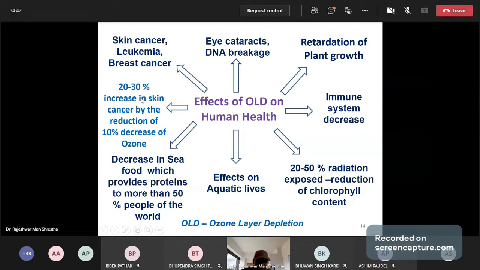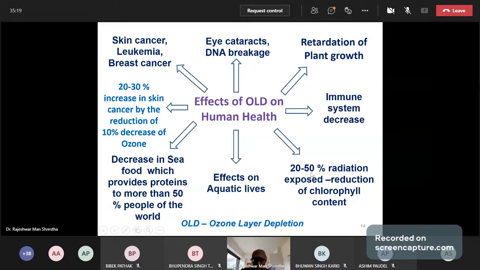When there is a 10% decrease of the ozone layer in the upper layer, that will cause a 20 to 30% increase in skin cancer. And next is the decrease in seafood. Aquatic animals are affected by UV rays, and that will cause a decrease in seafood production. More than 50% of people depend on seafood for protein. In this way, seafood production will be decreased, affecting aquatic life.